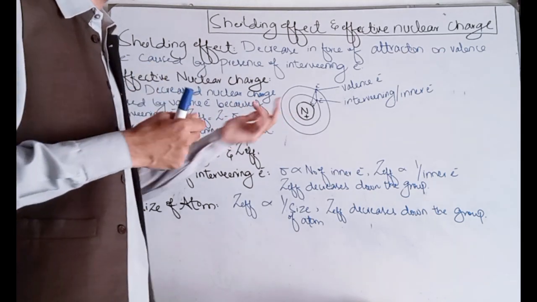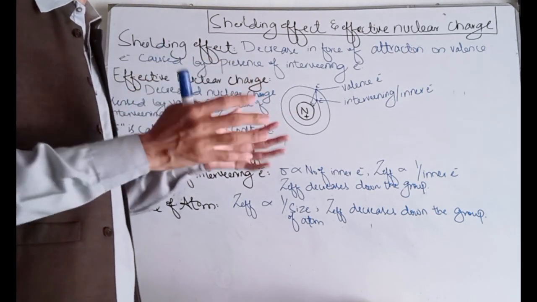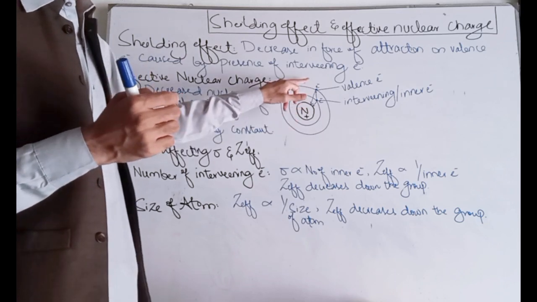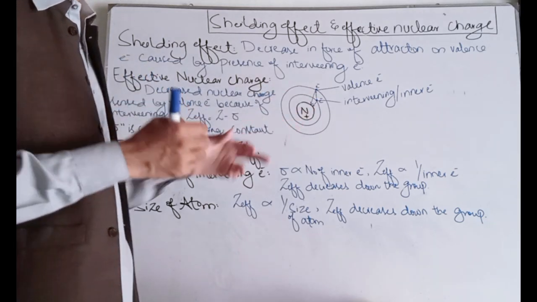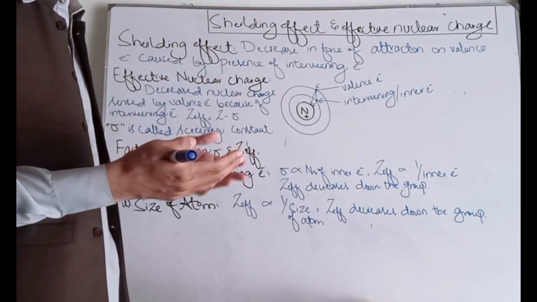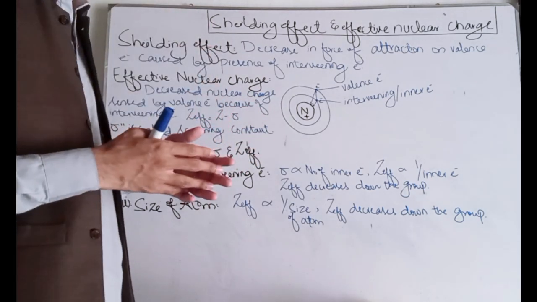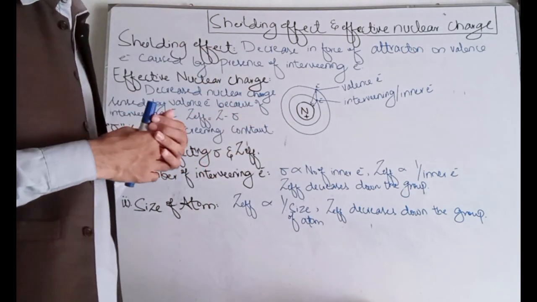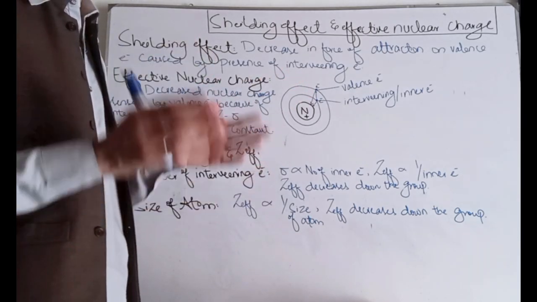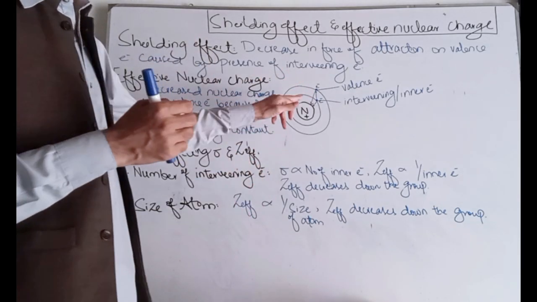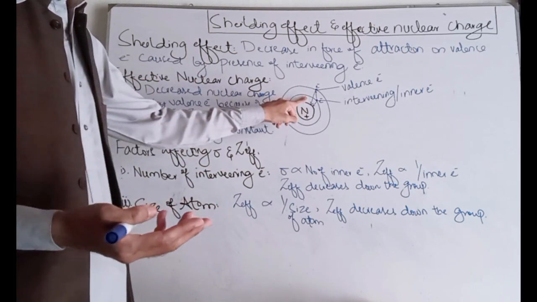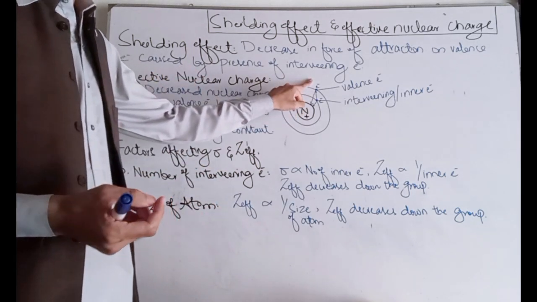Basically, the nucleus has a positive charge and that attracts all the electrons towards itself. That is shown here. The nucleus is attracting this one electron, it attracts all the electrons. But what about the electron present in the intervening shell and that in the valence shell? As both electrons have a negative charge, negative repels negative. So electrons present in the inner shells, or the intervening electrons, repel the valence electron.